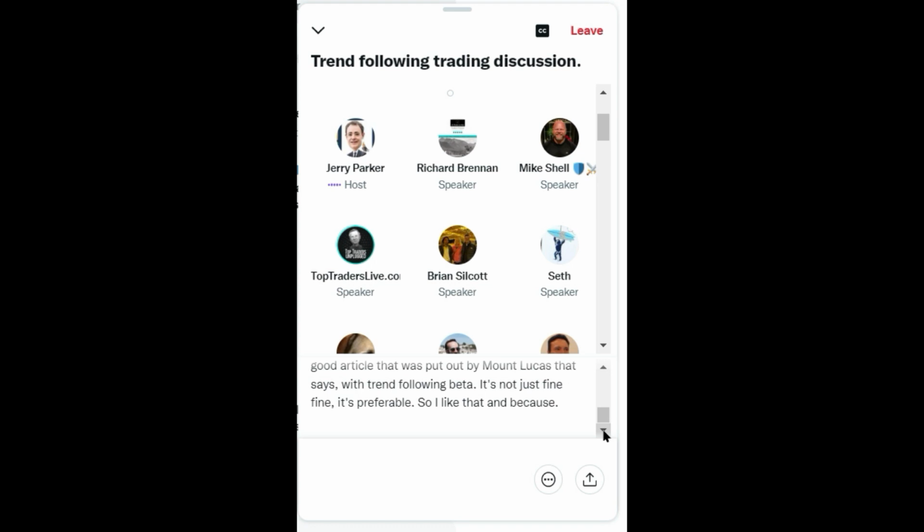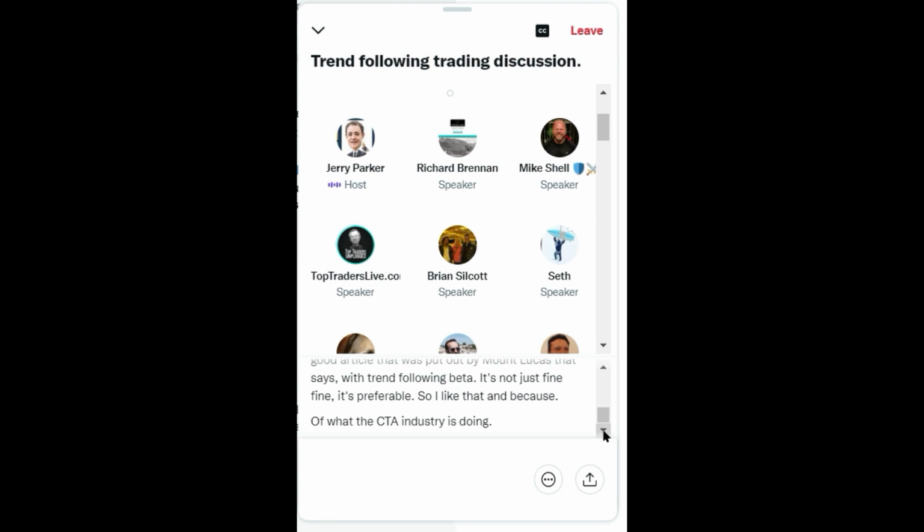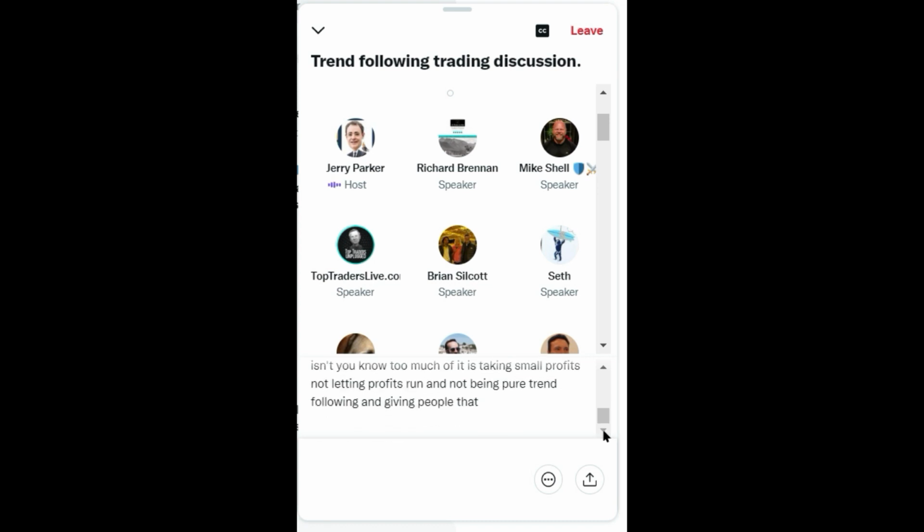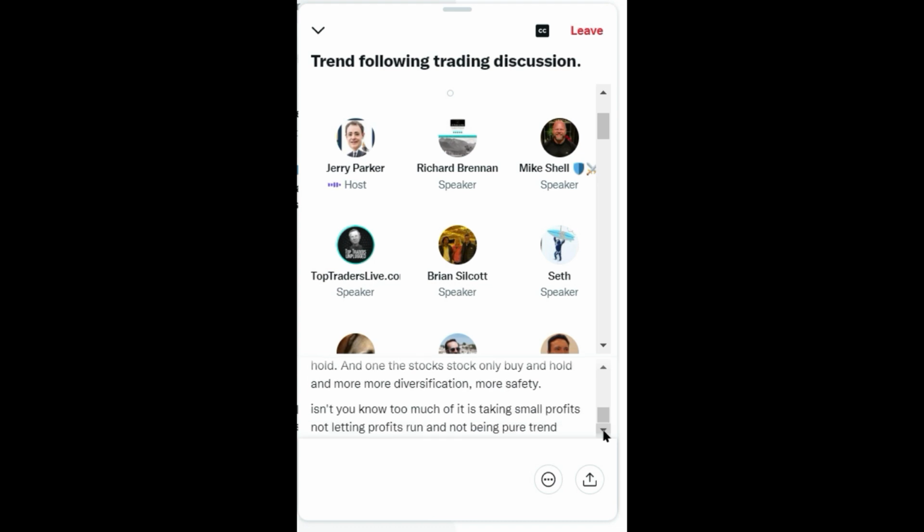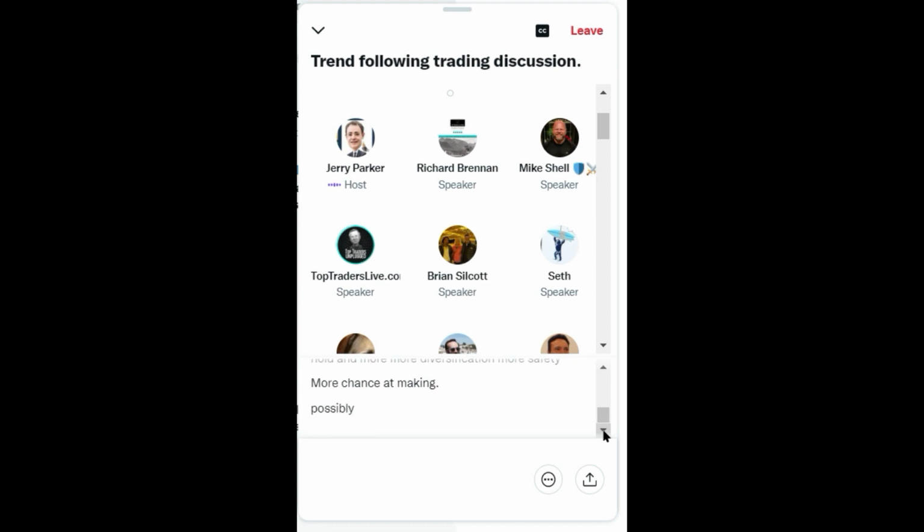So I like that, because too much of what the CTA industry is doing is taking small profits, not letting profits run, and not being pure trend following, and giving people that beta that they want, which is something much different than buy and hold. More diversification, more safety, more chance at responsibly making good money.